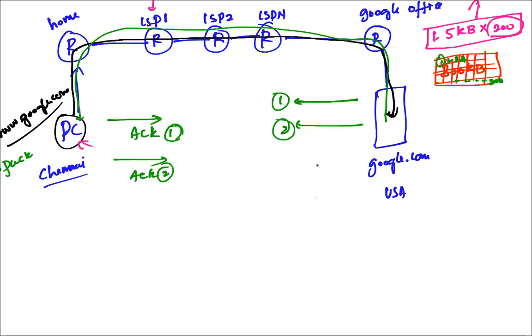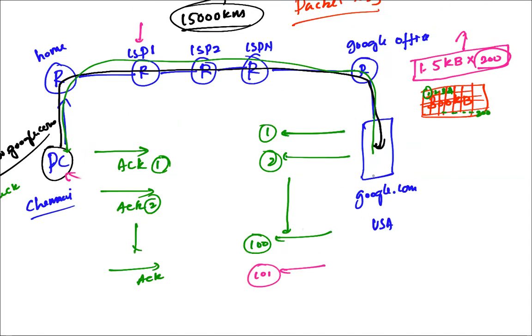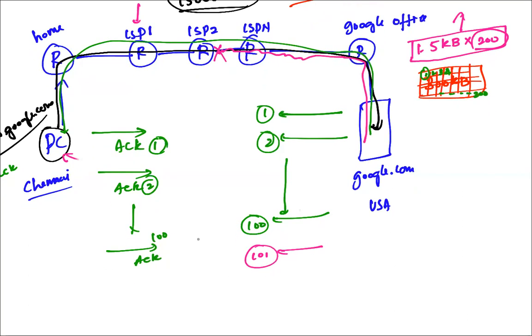Assume that the server is sending 100 packets, and all 100 acknowledgements came. Let's assume that packet number 101 is lost. It is traveling somewhere in the Arabian Sea, and it got dropped. Will the PC acknowledge a packet which it didn't receive? No. The last acknowledgement it gave was 100, but packet number 101 it didn't receive.